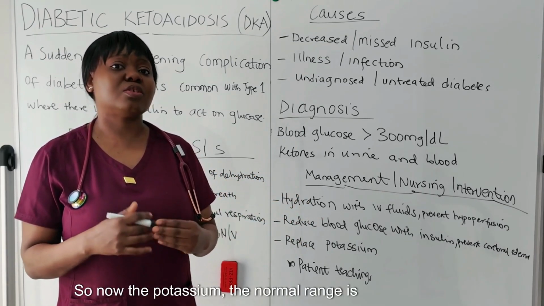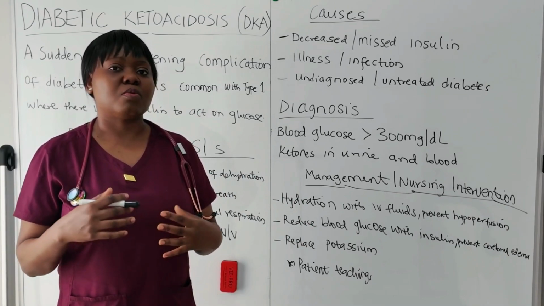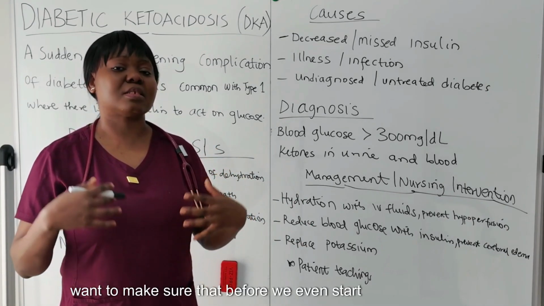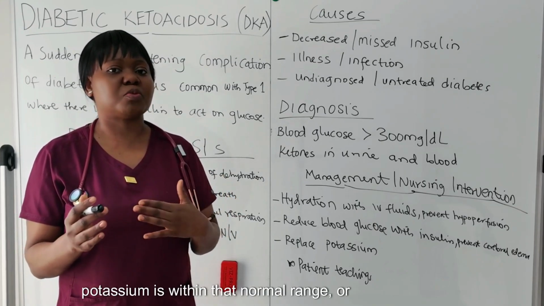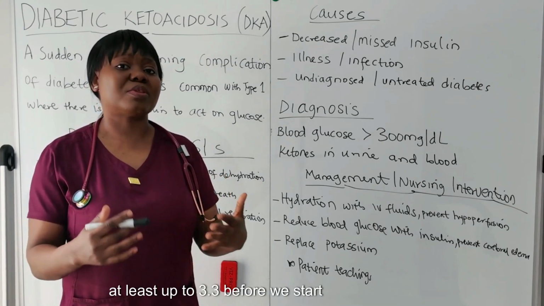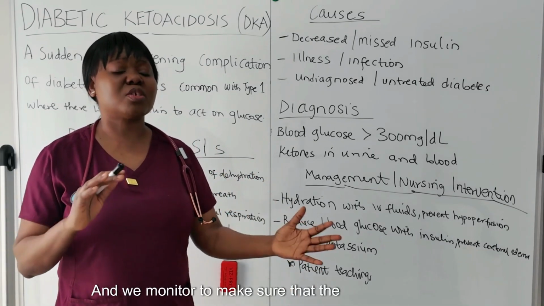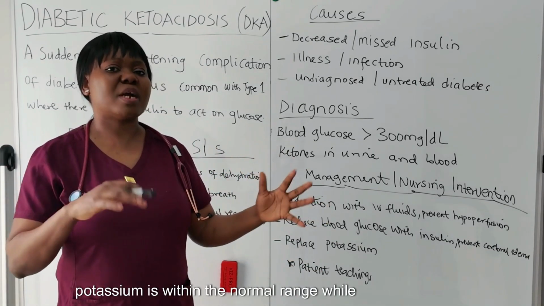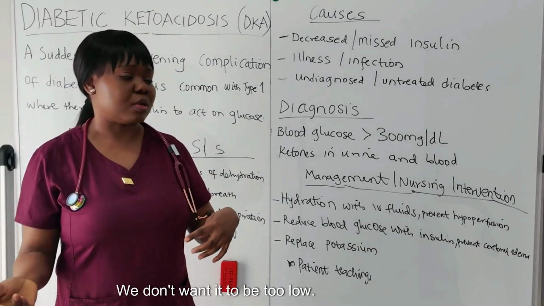Now, the normal range for potassium is between 3.5 and 5.2. Before we even start giving the insulin, we want to make sure that the potassium is within that normal range, or at least up to 3.3, before we start titrating with insulin. And we monitor to make sure that the potassium stays within the normal range while we are giving this. We don't want it to be too high. We don't want it to be too low, right?